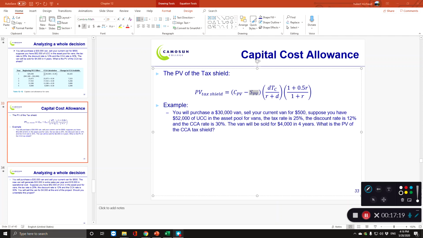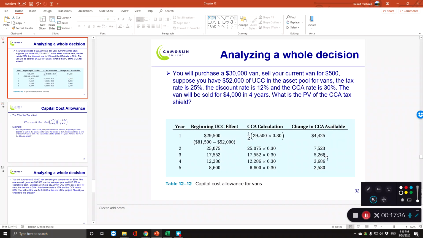Do I want to explain in more detail where all these things come from? I don't know that it's super intuitive, so I won't explain in detail what these things do. Just learn to use this equation here, and what it's going to do is find the PV of your tax shield, all of the things in here.